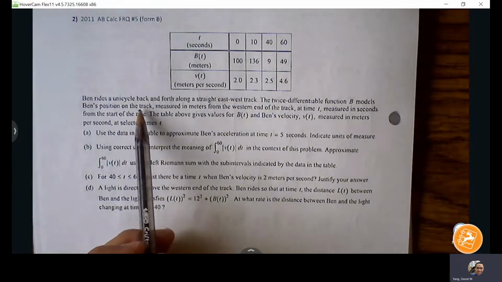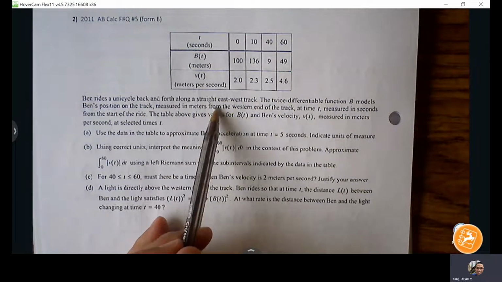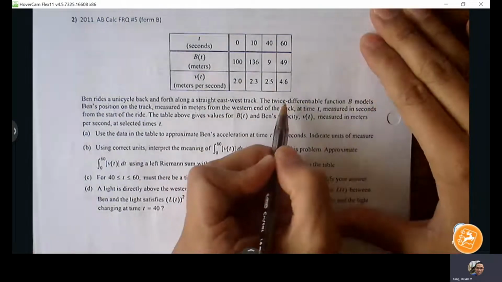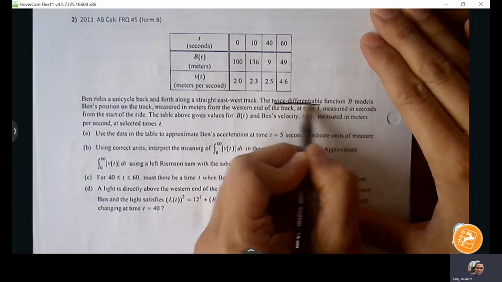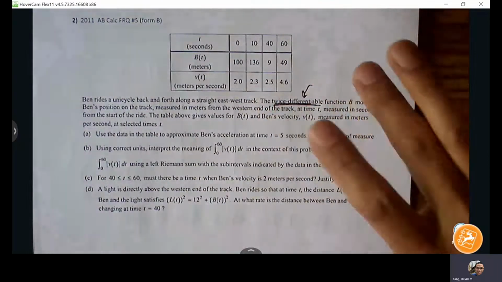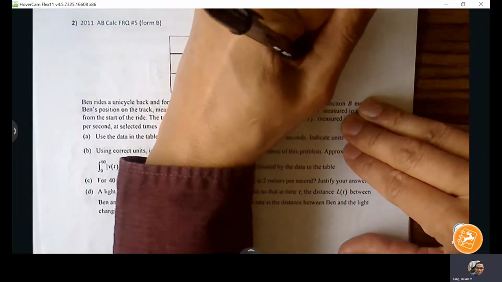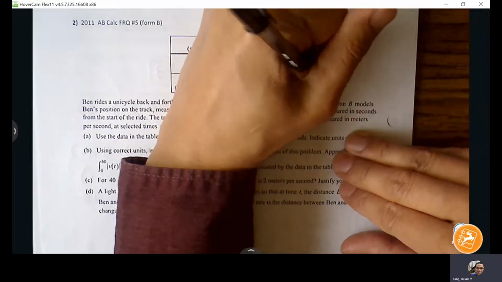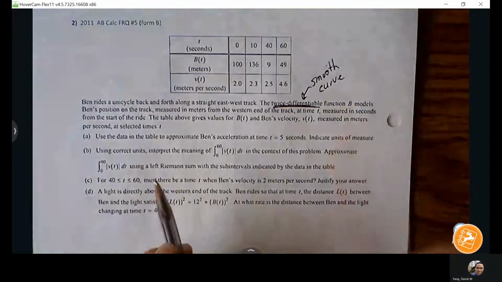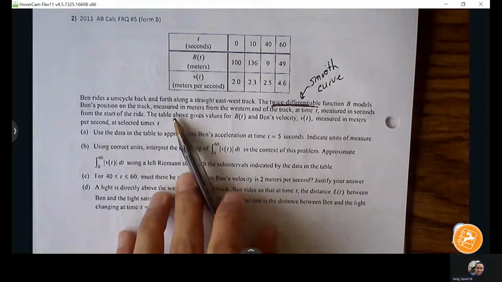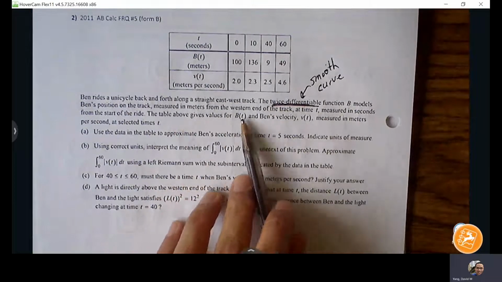Okay, so Ben rides a unicycle back and forth along a straight east-west track. The twice differentiable function. So again, we're dealing with a smooth curve. We know there's not going to be any sharp turns or any holes or asymptotes along this graph, measured in meters from the western end of the track.